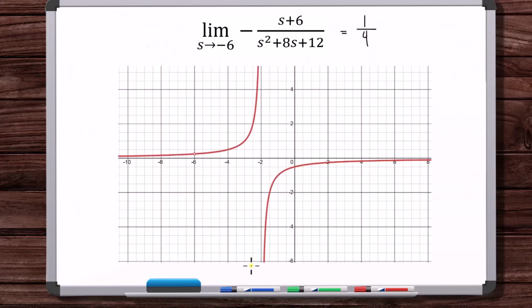And so, yes, there is a vertical asymptote in this function at s is equal to minus 2, because it was s plus 6 over s plus 2 times s plus 6. So at s is equal to minus 2, the denominator is going to 0 and the numerator is going to positive 4. But we're not concerned with what the function is doing at s is equal to minus 2 for this limit. We're concerned with what the function is doing around s is equal to minus 6. So there's the hole at s is equal to minus 6, and as s approaches minus 6 from either side, the function is approaching 1/4.